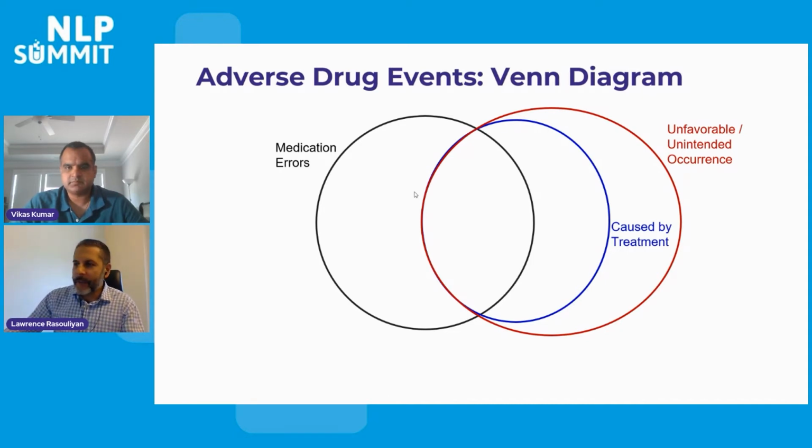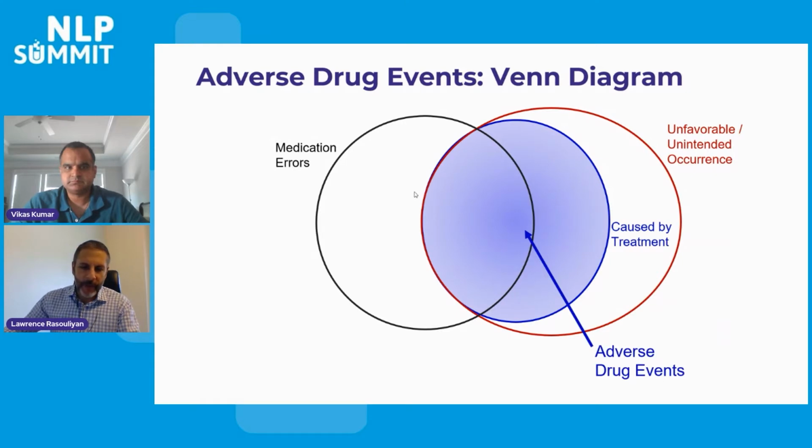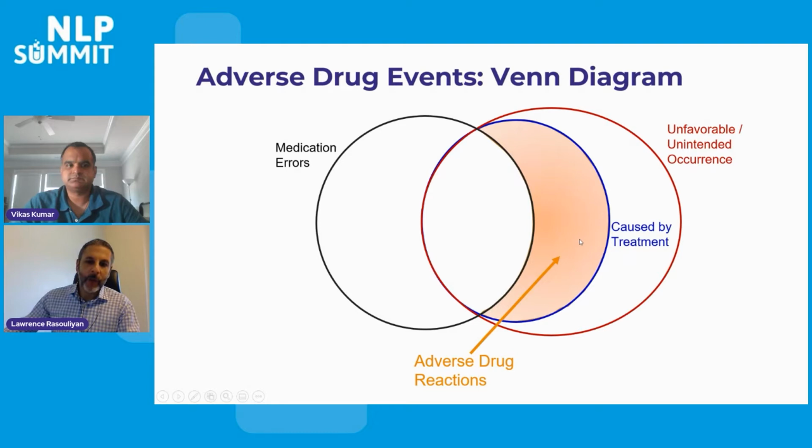So the very basic one, adverse event, as we said, that's the red circle. That's just any unfavorable or unintended occurrence that happened. And the ones that are caused by treatment, so the intersection of those two circles, as we said, is the adverse drug event. Now, it's important to show that the adverse drug event has a part of it that is caused by medication errors, and a part of it that's not. A part that's within the bounds of the black circle, and a part that's not. The part that's not within the bounds of the black circle, those are the adverse drug reactions, and that is the distinction there. At least for me, it helps visualize the differences between those terms.